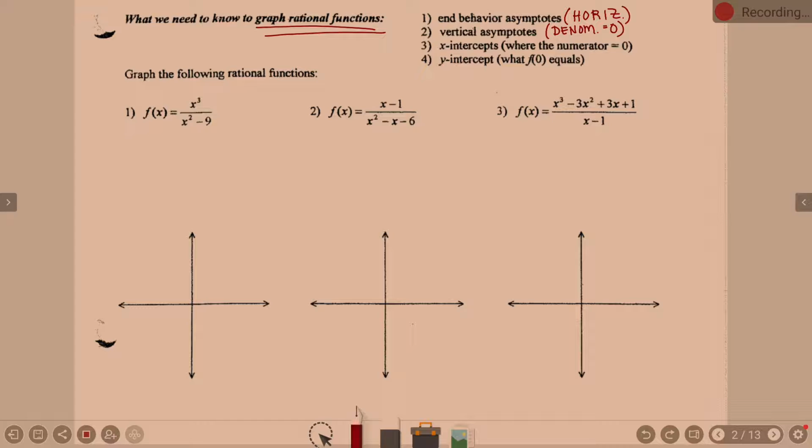Okay. We also need to know x-intercepts and y-intercepts. In order to find x-intercepts, you're going to set your numerator equal to 0. Because for x-intercepts, we want to know when does y equal 0. So when does this function equal 0? And these functions are fractions. When does a fraction equal 0? When the numerator is 0. And then y-intercept is what f of 0 equals. So that is going to be when you put x equals 0 in. Okay?